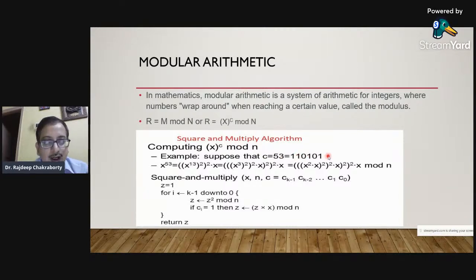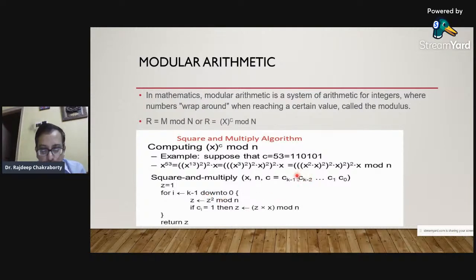Okay. Now the square and multiply algorithm is called. So what is the output? Output is x to the power C mod n of this algorithm. Okay. So initially I assign Z equal to 1. So Z will be my final output. Okay. Now I traverse this C bitwise, from MSB to LSB, okay, from Ck minus 1 to C0. Clear? So if it is 0, then Z is only squared and mod n is calculated.